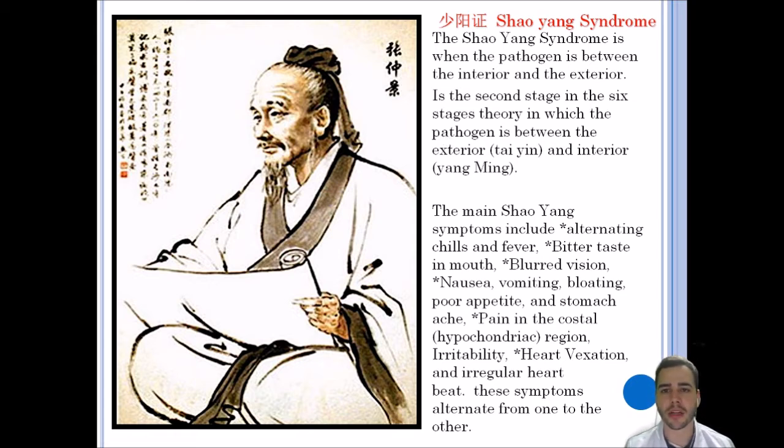According to Zhang Zhongjing, all the pathogens or external things that can attack our body can go through 6 stages. Depending on which stage the pathogen is in, it will create different symptoms. Today we're going to talk about the Shaoyang syndrome, or the Shaoyang stage. It's really easy to understand.